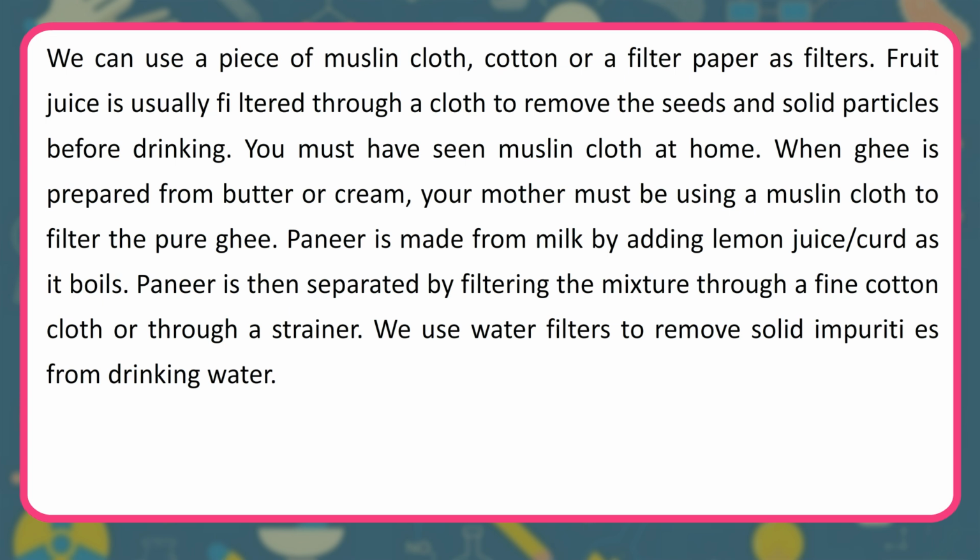Fruit juice is usually filtered through a cloth to remove the seeds and solid particles before drinking. You must have seen muslin cloth at home. When ghee is prepared from butter or cream, your mother must be using a muslin cloth to filter the pure ghee. Paneer is made from milk by adding lemon juice/curd as it boils. Paneer is then separated by filtering the mixture through a fine cotton cloth or through a strainer. We use water filters to remove solid impurities from drinking water.